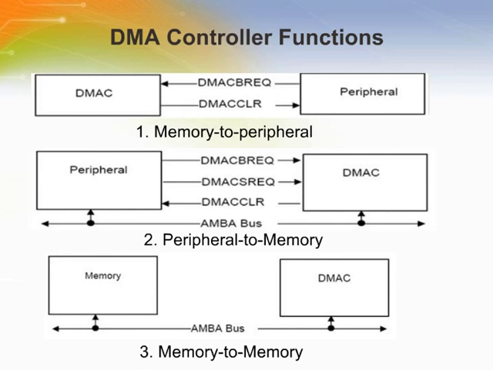Peripheral to memory. For transactions that are not an integral multiple of the burst size, use both the burst and the single request signals. If the amount of data left to transfer is greater than the burst size, then burst transfer is used. If the amount of data left to transfer is less than the burst size, then the single transfer is used.